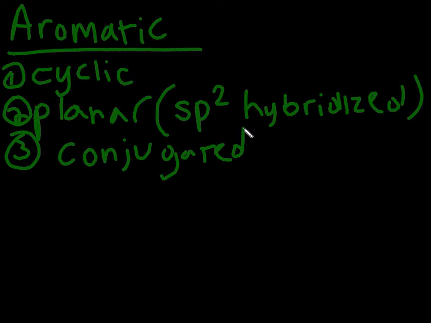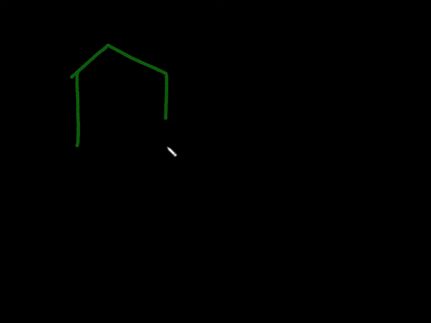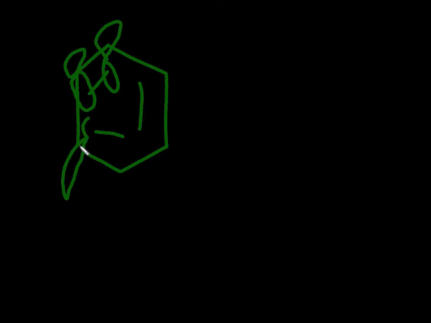That's why oftentimes you'll hear about how benzene is very, very stable, and that is because it is conjugated. These electrons can delocalize. This is something that is conjugated. This benzene ring is conjugated, it's cyclic, it's planar. All these electrons overlap, it sits on a plane, it's planar, okay?